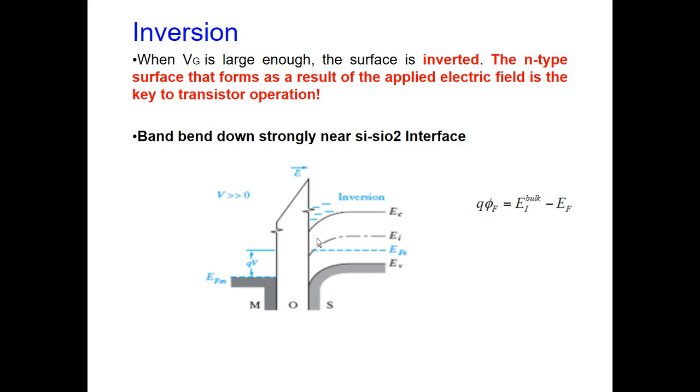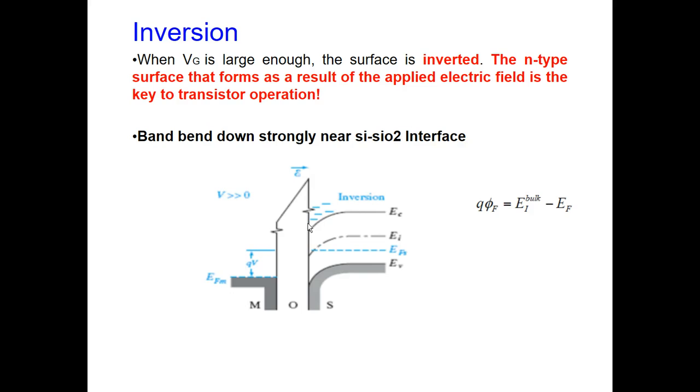The n-type surface that forms as a result of the applied electric field is the key to transistor operation. Based on the applied gate voltage, the electric field strength will change. That will cause the accumulation of electrons. That is the key of transistor operation.